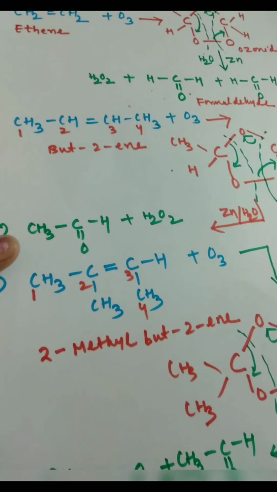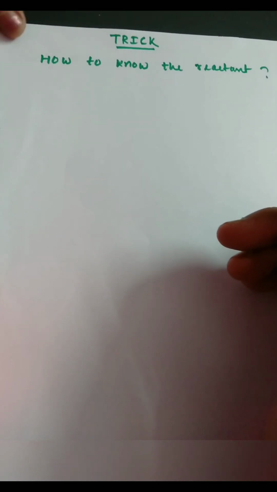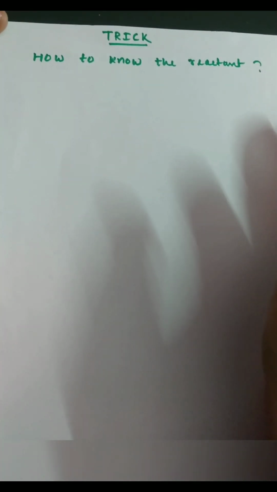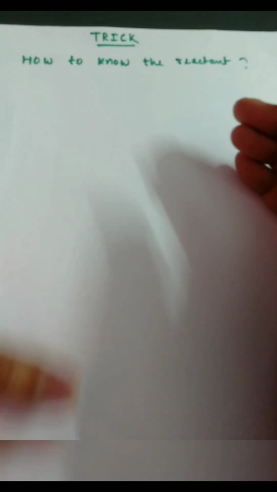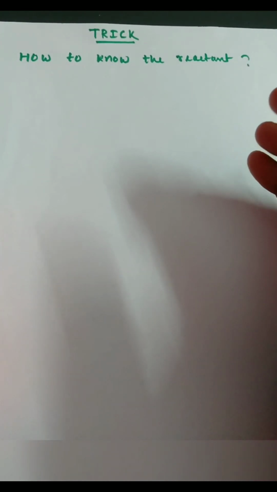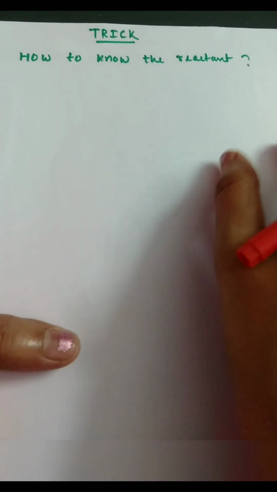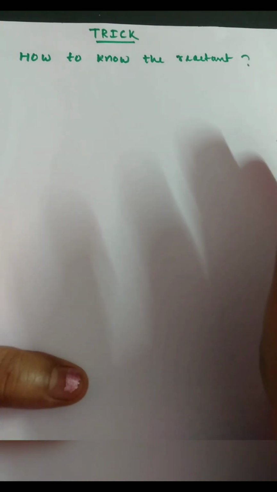Now next we will discuss the tricks to know the reactants and the tricks to know the products. That means without writing the intermediate ozonide product, without writing the mechanism, how will you know the reactant from the product molecules, and the products from the reactant molecules? In different entrance examinations like NEET, JEE and other competitive exams, you have to write only the products, or you may have to identify the reactants as well as the products.